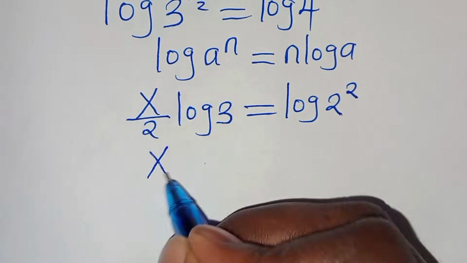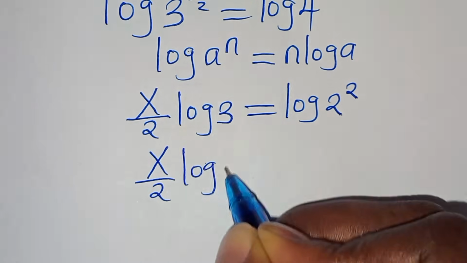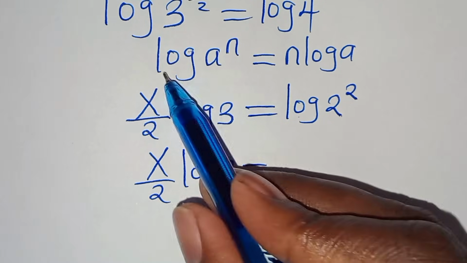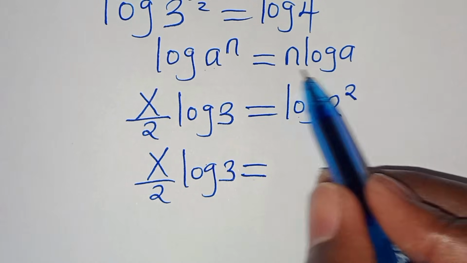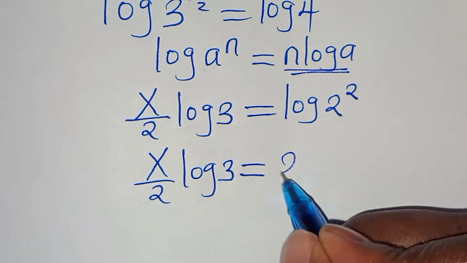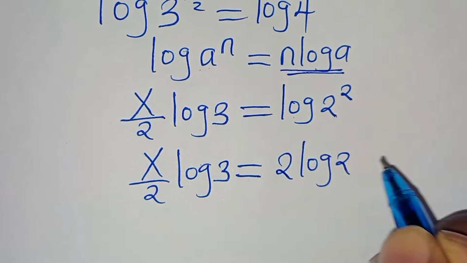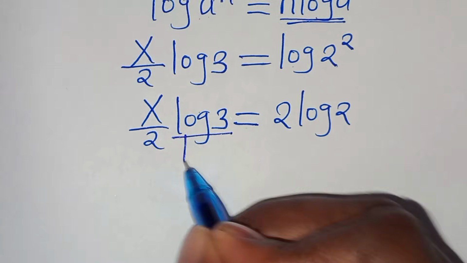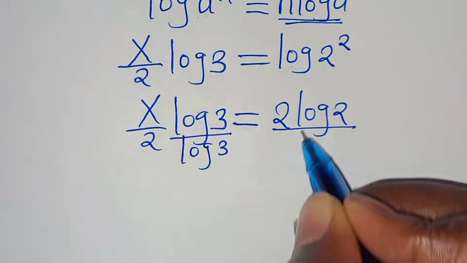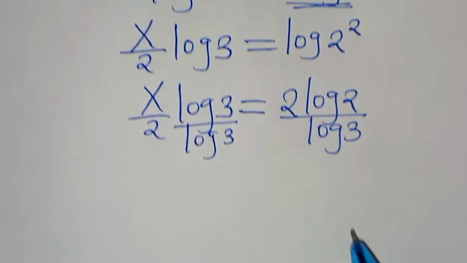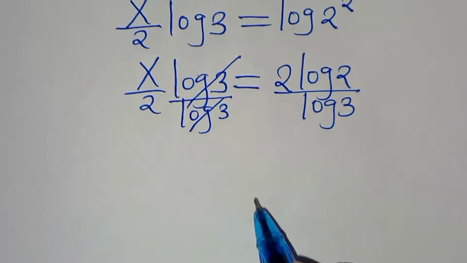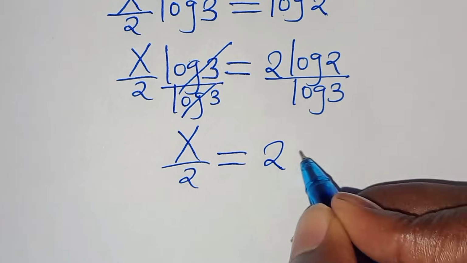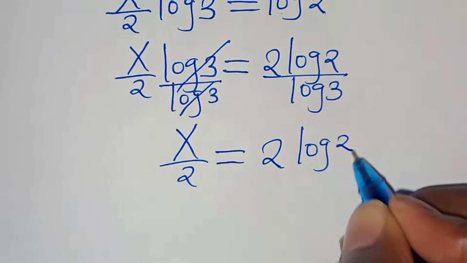So we have x over 2 log 3 equal to, now log 2 to the power of 2 is in the form of log a to the power of n. Let's express it in this form. So this is 2 log 2. Now, from here, let's divide both sides by log 3. So let's simplify here, so that we have x over 2 equal to 2 log 2 to base 3.